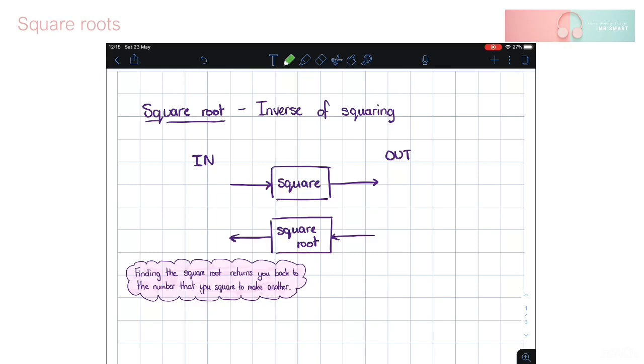In this video, we're going to be looking at square roots. Now, to square root a number is the inverse of squaring, okay? So hopefully you remember that squaring a number is like multiplying the number by itself.